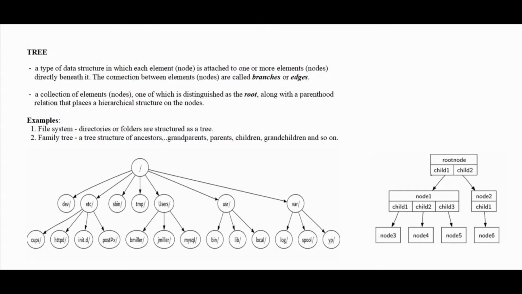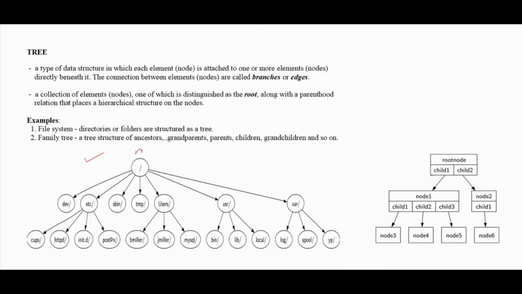Another definition for a tree is that it is a collection of elements or nodes, one node of which is distinguished as the root, along with a parenthood relation that places a hierarchical structure on the nodes or the elements. Common examples of the data structure tree are, first, the file system. In a file system like the one in this figure, directories or folders are structured as a tree.